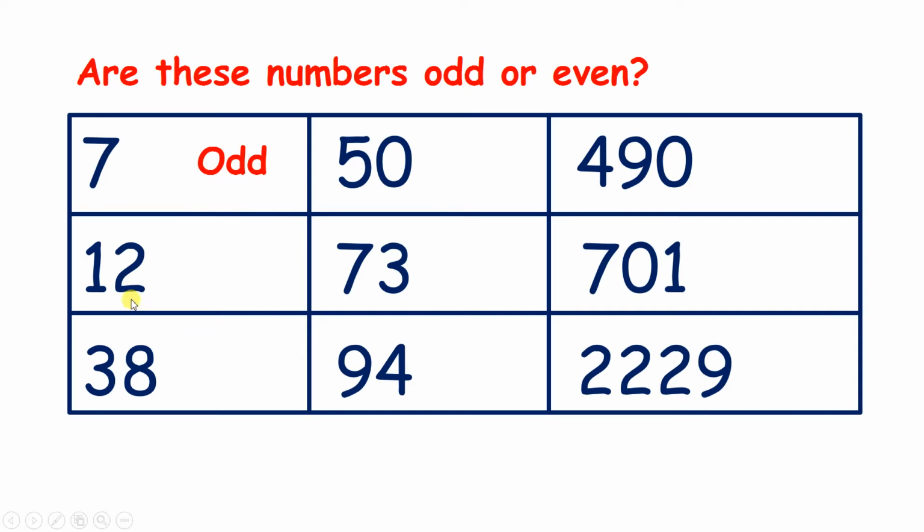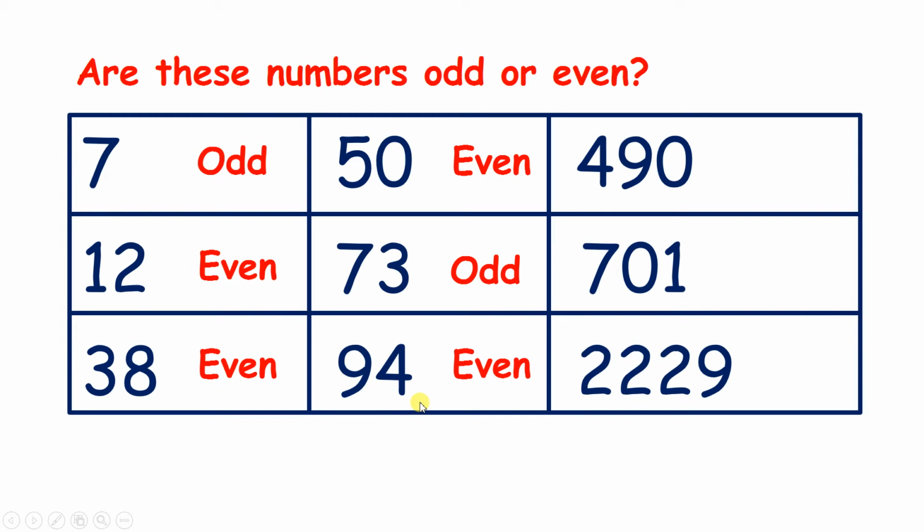For 12, the units digit is 2, so that's even. For 38, the units digit is 8, so that's even. For 50, the units digit is 0, so that's even as well. Now for 73, the units digit is 3, so that's odd. And for 94, the units digit is 4, so that's even.